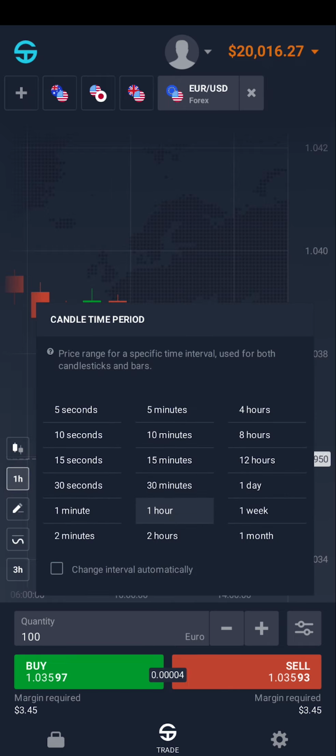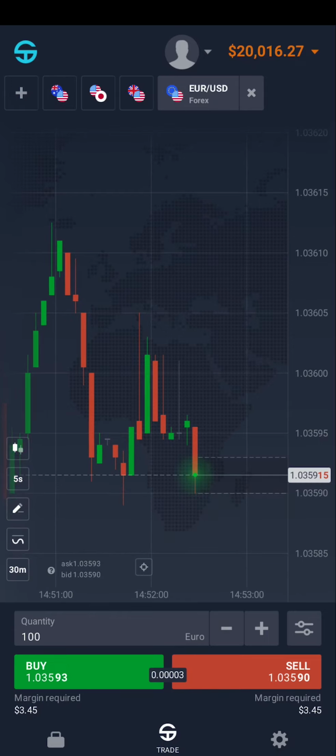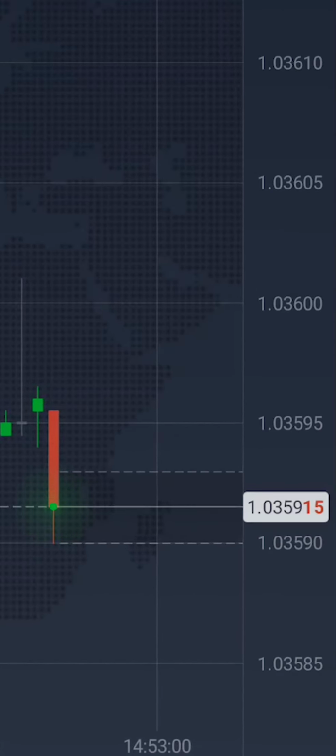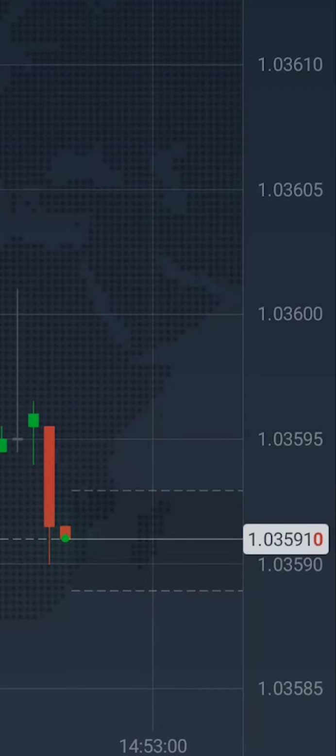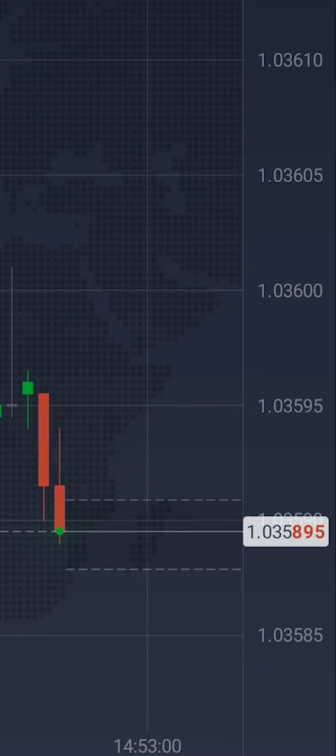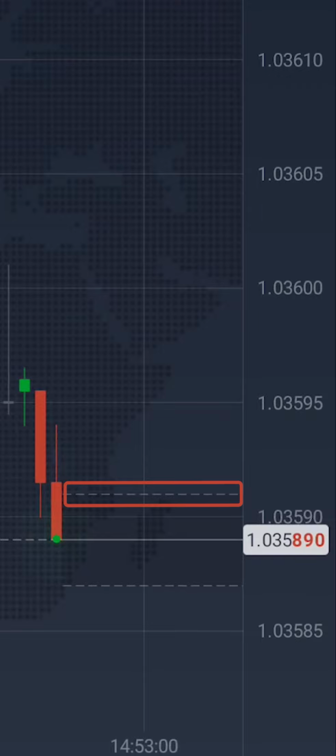Let's switch to the smallest time frame, 5 seconds, to examine it more closely. Here, we can see two dashed lines above and below the average price. These lines move together with the average price, sometimes tightening or widening. The lower dashed line is the bid price, the price at which market sell orders are executed. The upper dashed line is the ask price, the price at which market buy orders are executed.